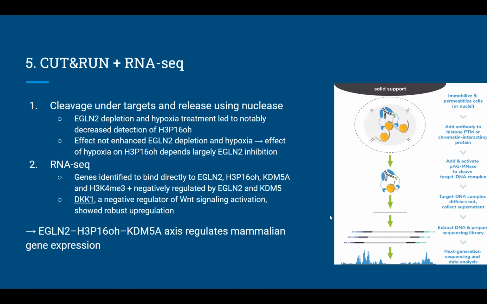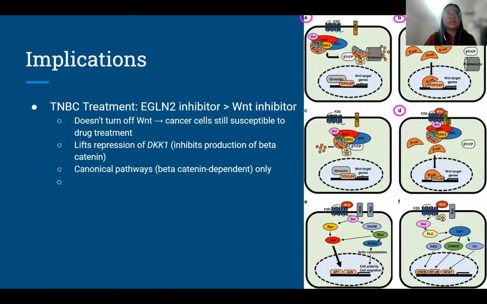Yeah, that's fine. Okay. Anyway, you can see that EGLN2 interacts with the hydroxylated P16 of H3, and this will recruit KDM5A. And all in all, this interaction will regulate gene expression in mammals. And we don't know about other eukaryotes yet, so there's further room for study.